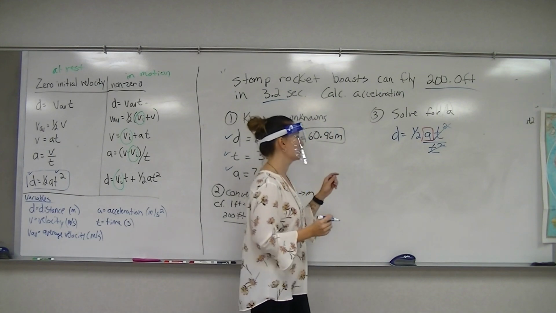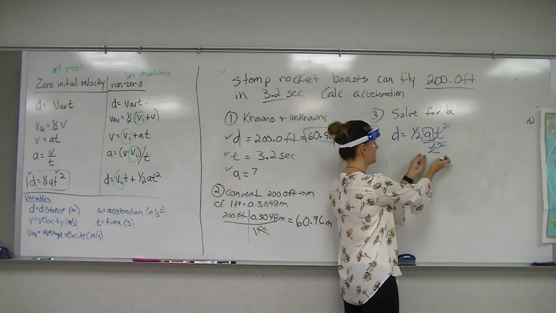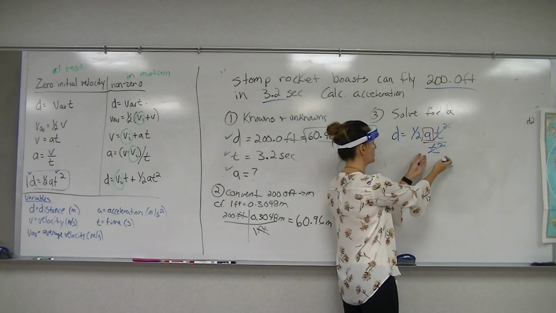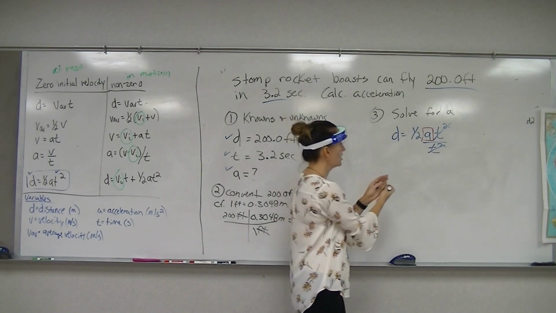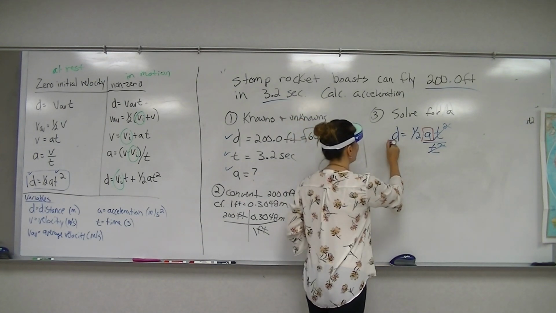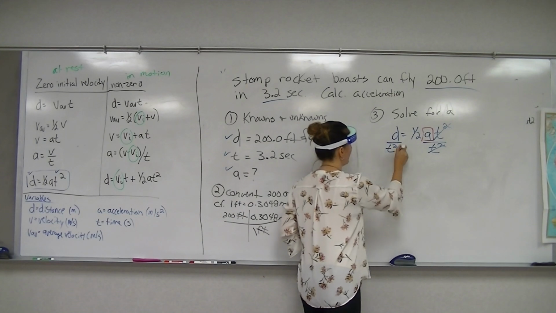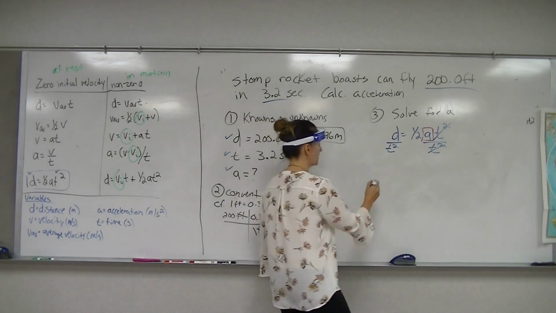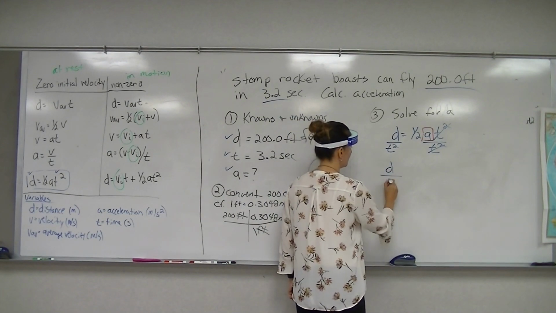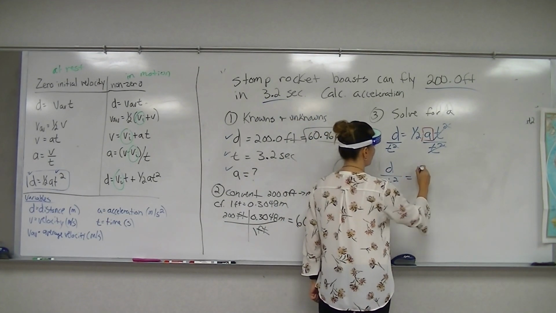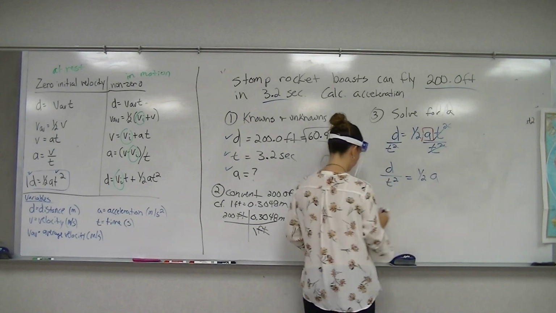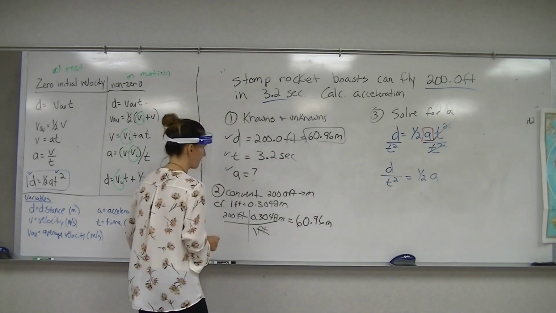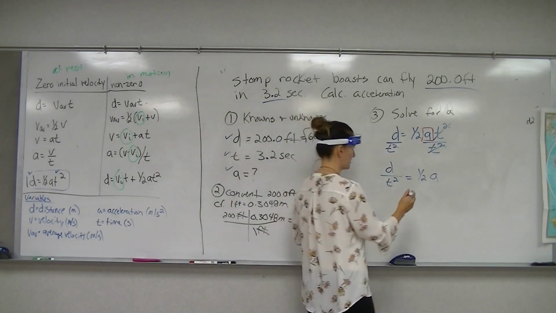But the rule is, whatever you do to one side of the equal sign of the equation, you have to do to the other. So since I divided by t squared over here, that means I also have to divide by t squared on the other side of the equal sign. So now what I have is d divided by t squared is equal to 1/2 a.